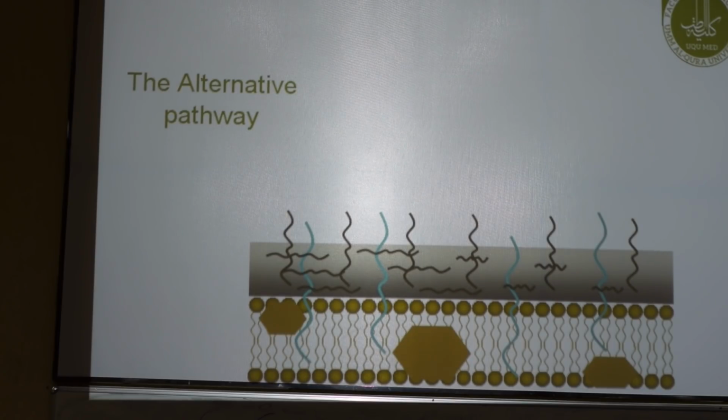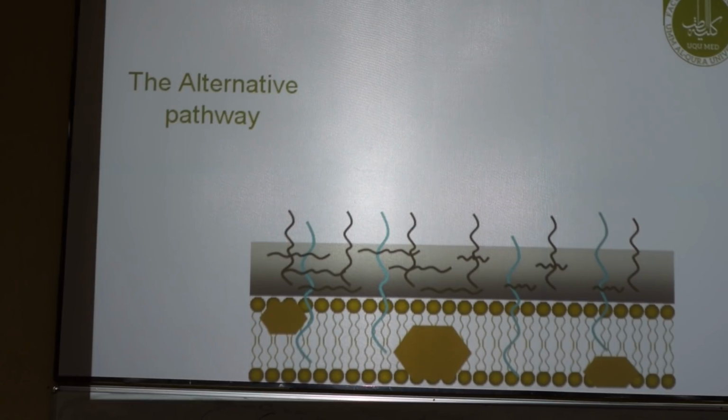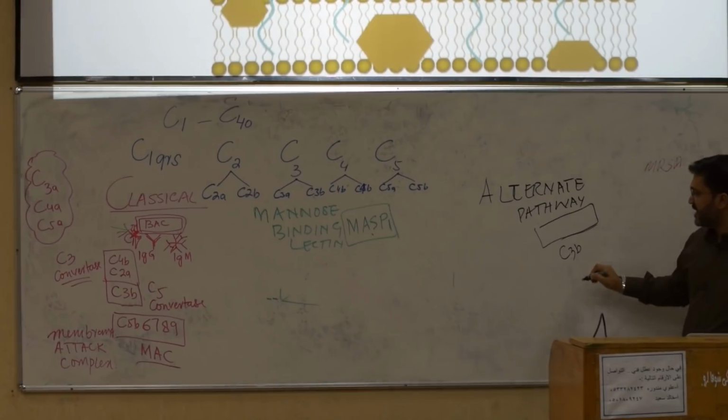So C3 is normally in the blood, going through spontaneous hydrolysis, becoming active and inactive. Whenever polysaccharide-encapsulated bacteria enter your body, it will directly bind to them. Otherwise it will get inactivated. After that, what happens? The first thing is C3b. So here's the bacteria. It finds C3b in active form.